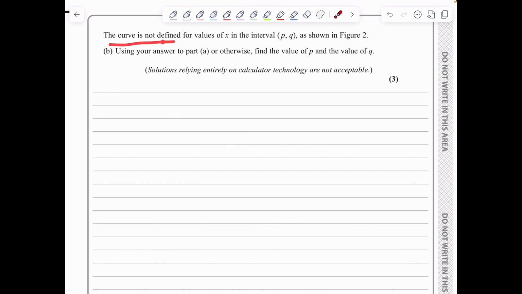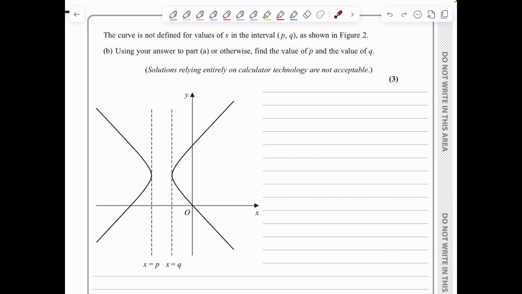Now the curve is not defined for values of x in the interval pq as shown in figure 2. This is figure 2 here. We can see that when x is p and when x is q, between these two values, the function, the curve, is not defined, and we need to find the value of p and the value of q using our answer to part A or otherwise.